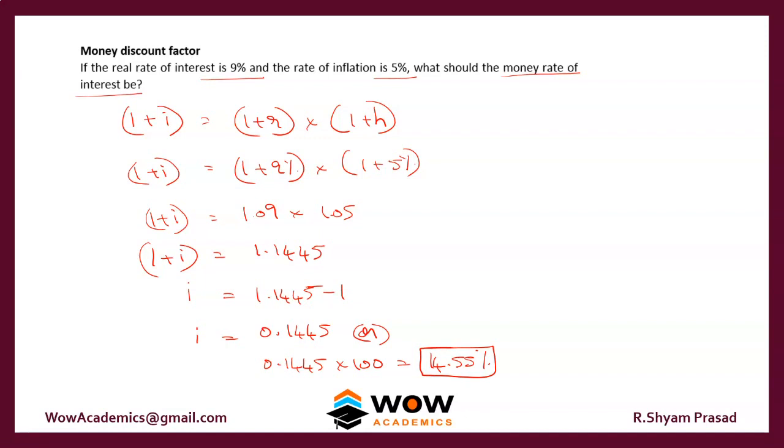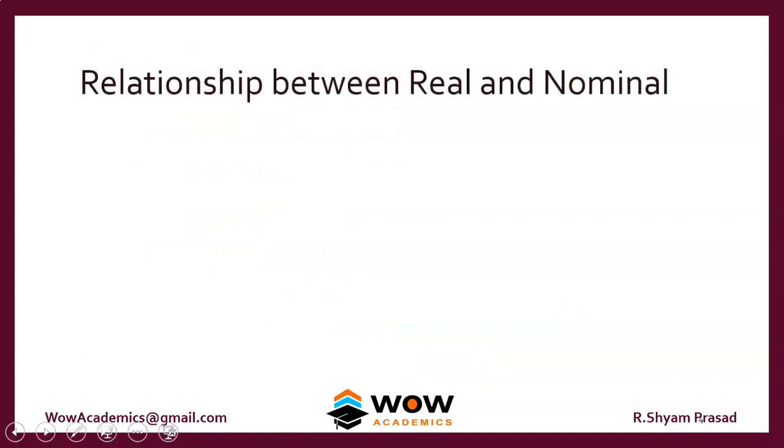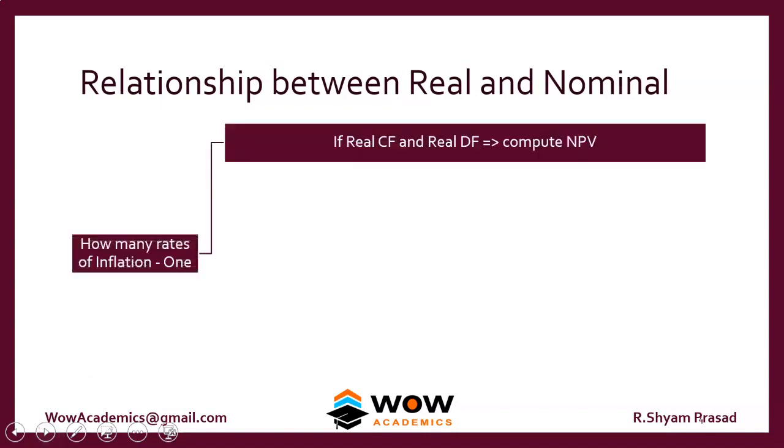So that's about the money discount factor or nominal discount factor. Again, if you see, the real rate will be less than the nominal. The nominal is always higher than the real rate. We'll move on to the next problem. We'll see the relationship between the real and nominal discount factor and cash flows. You can solve a problem like this: if you have real cash flow and real discount factor, you can directly get the NPV.